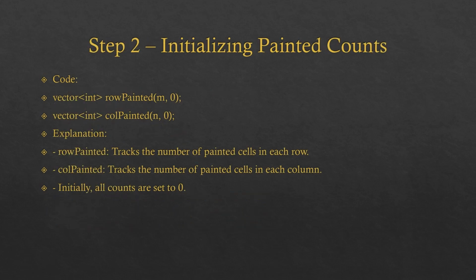Next, we initialize two arrays, row painted and col painted, to track the number of painted cells in each row and column. Initially, all values in these arrays are set to 0, indicating that no cells are painted yet.